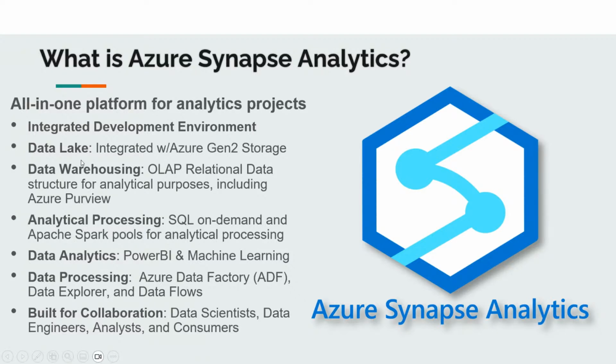So Data Lake, it includes that. It includes integration with either Azure Gen 2 storage. You'll hear that. That's a version of OneLake that's in Azure. For Fabric, it'd be OneLake, but it has integrations for both of those. Data warehousing, it has on-demand data warehousing. So you can create relational model structure for analytical purposes.